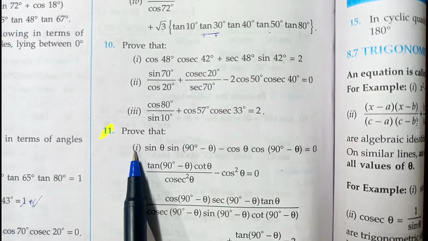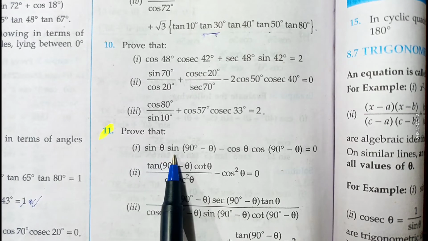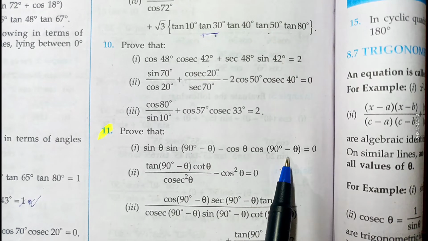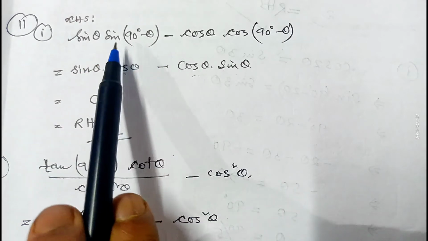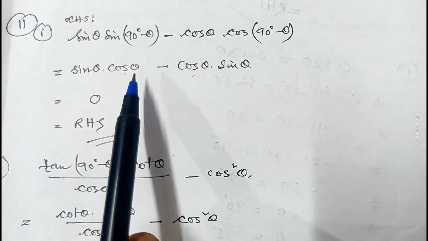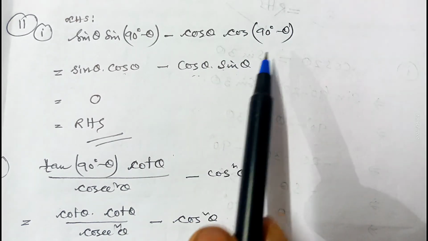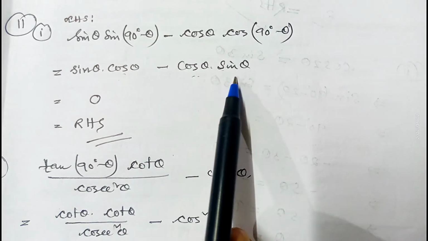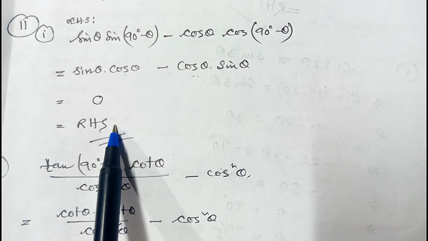In first part of question number 11, we have to prove that sin theta into sine of 90 minus theta, minus cos theta into cos of 90 minus theta equals 0. Sin theta into sine of 90 minus theta, sine of 90 minus theta is cos theta, minus cos theta, again cos of 90 minus theta is sin theta. So we got sin theta into cos theta, minus here also it is sin theta into cos theta. So required answer is 0, which is the required right hand side.